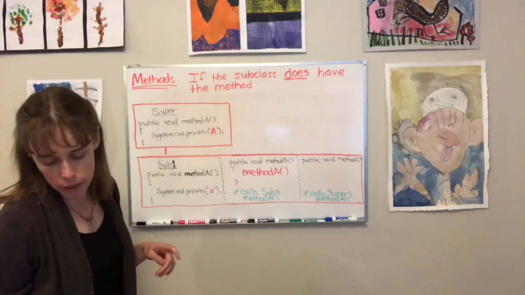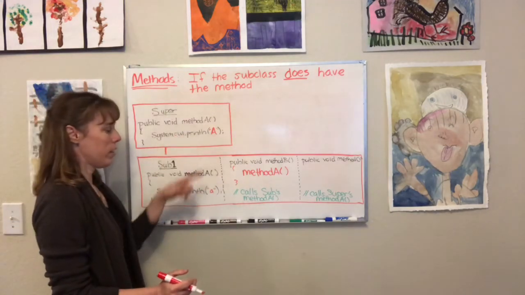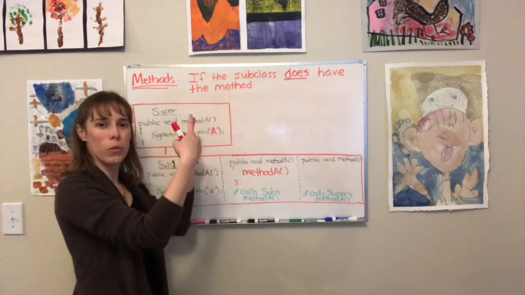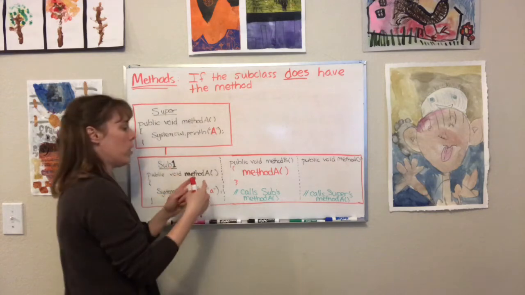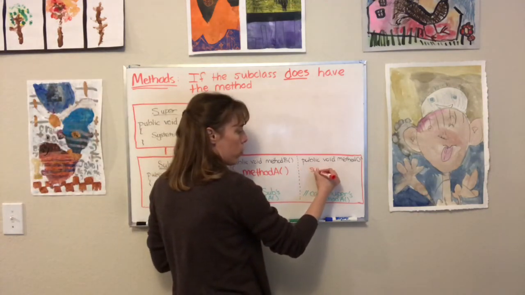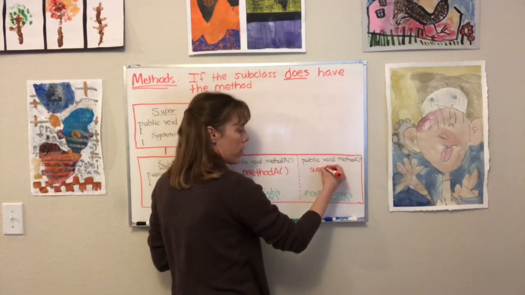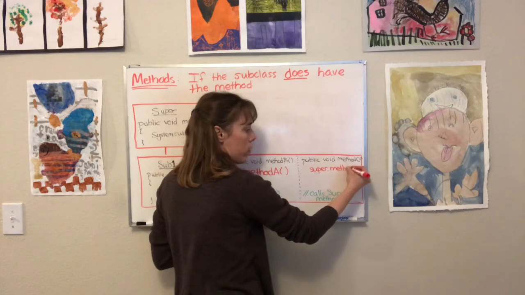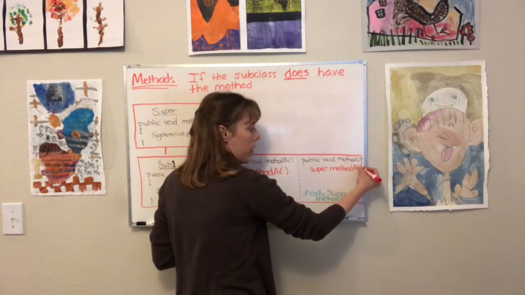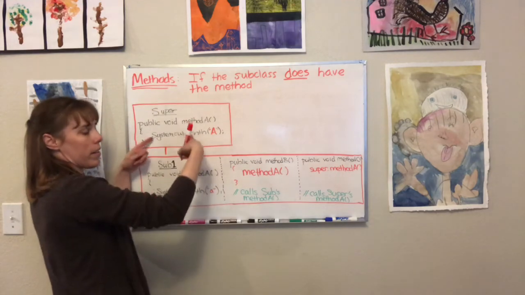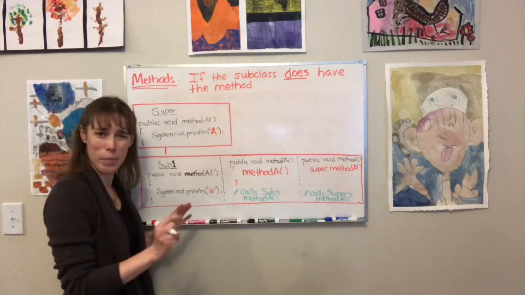If you want this one, you want to bypass yours and go up to your parent's version of it. So here he would call super, lowercase s, super.methodA. This one skips this and says, hey, I want this. Does that make sense?